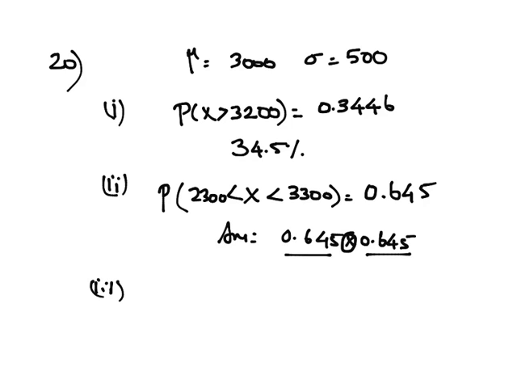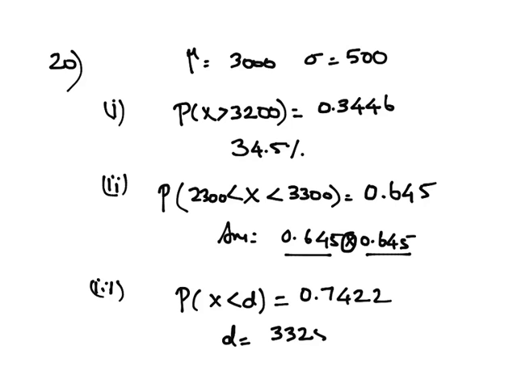Finally, the last sum. The percentage of townspeople with savings less than $D is 74.22. So the probability of the savings being less than D is 0.7422. Find the value of D. You can use the inverse normal option. The tail is left, area is 0.7422. So you'll get D as 3325.07, so approximately 3325.